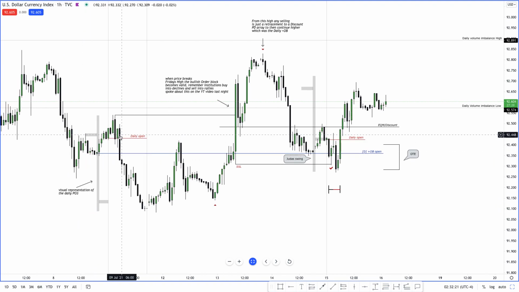Okay, so if you look on the daily time frame, the daily bullish ICT order block open would be here. So that's what this line is. But then I use the true day open at midnight. So that's what the daily open is here. Okay, so we can see this is a down close candle, right? So when price then consolidates, and then we have this run up here, this expansion higher. Okay, so when price breaks Friday's high, then the bullish order block becomes valid.